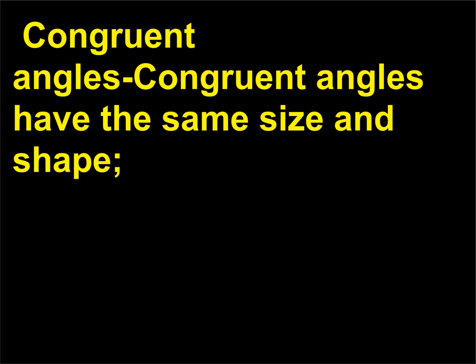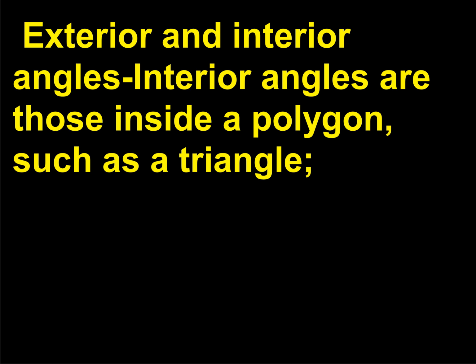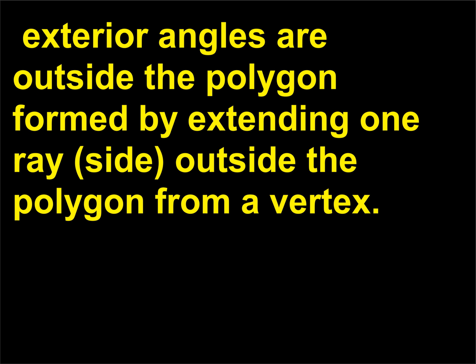Congruent angles. Congruent angles have the same size and shape. Vertical angles are considered to be congruent. Exterior and interior angles. Interior angles are those inside a polygon, such as a triangle. Exterior angles are outside the polygon, formed by extending one ray, or side, outside the polygon from a vertex.